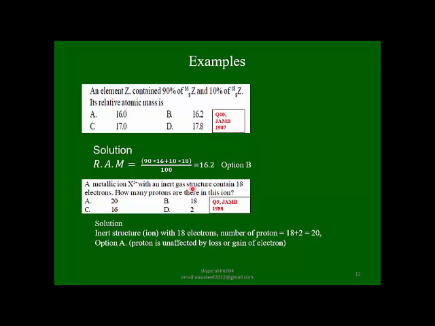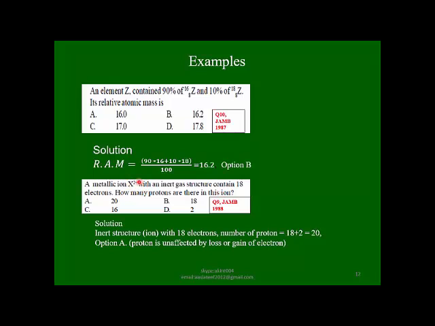What is inert gas structure? It means the shell is complete. It contains 18 electrons, because 18 electrons is an inert gas structure. So inert gas actually contains 18. One of them contains 18 electrons, like 2, like 8, like 18, like that. How many protons are there?